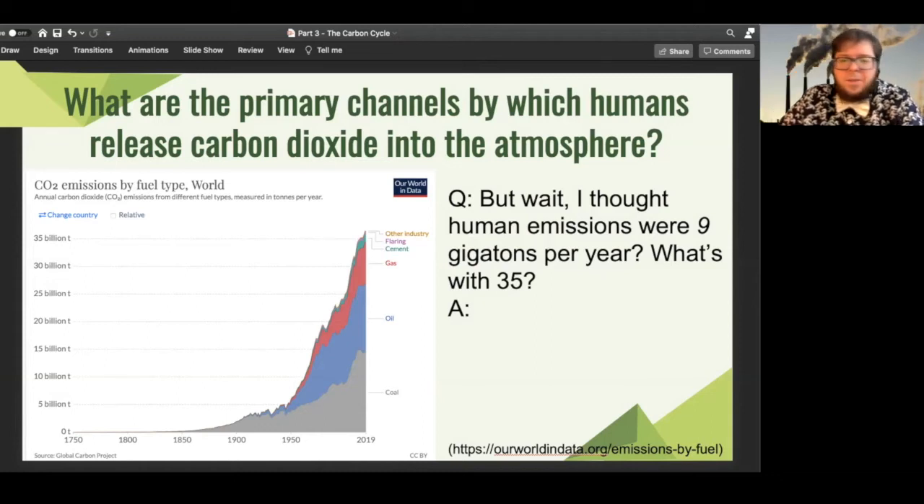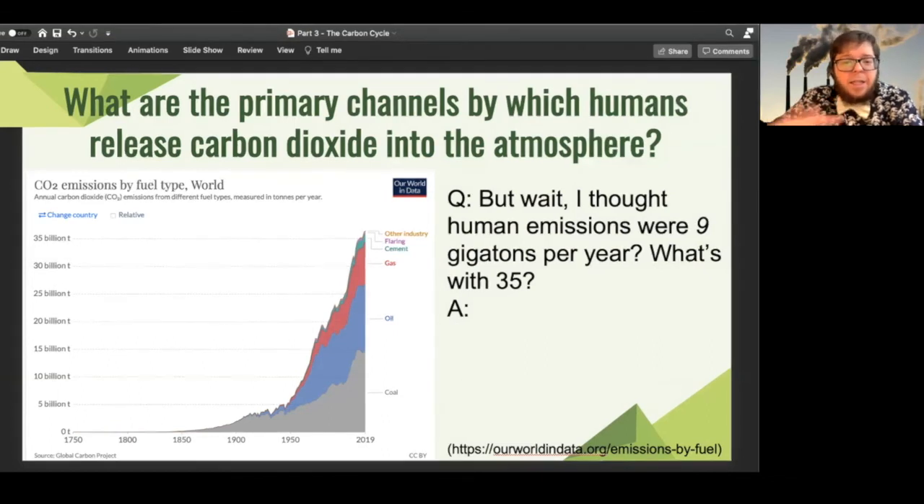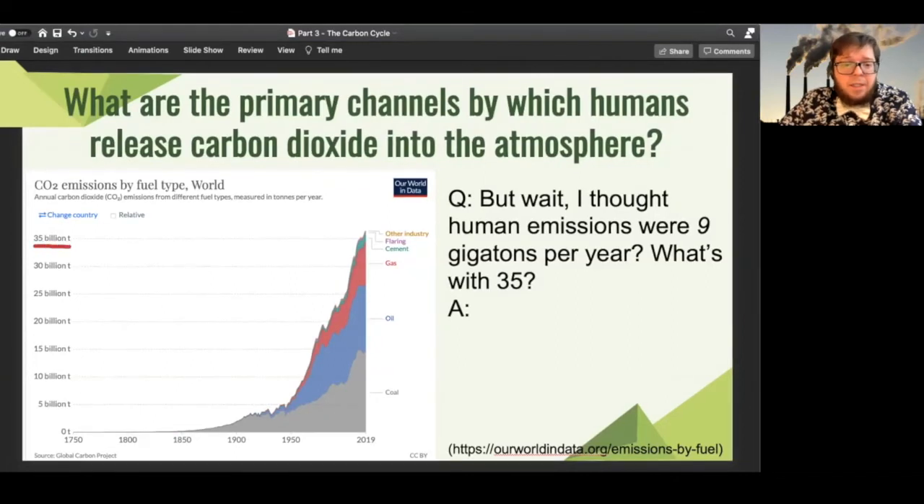Bob, you know the answer to this one? I just got done talking about 9 gigatons of carbon going into the atmosphere every year, and here I got this graph saying 35 billion tons or 35 gigatons. If it makes you all feel any better, I spent a good 2 or 3 hours over this weekend being very, very confused by this. I'll give you a hint.